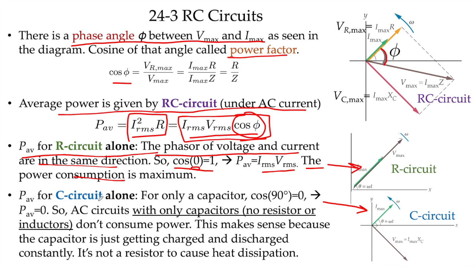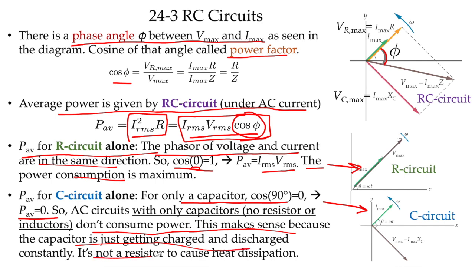So the average power for a circuit with only a capacitor: the phase angle between the maximum voltage and the current is 90 degrees. Remember, there was a 90 degree lag. And cosine 90 degrees is 0. So the average power is 0. In fact, we found this before when we talked about the capacitor circuit. An AC circuit with only capacitors, no resistors or inductors, which we're going to come to, doesn't consume power.